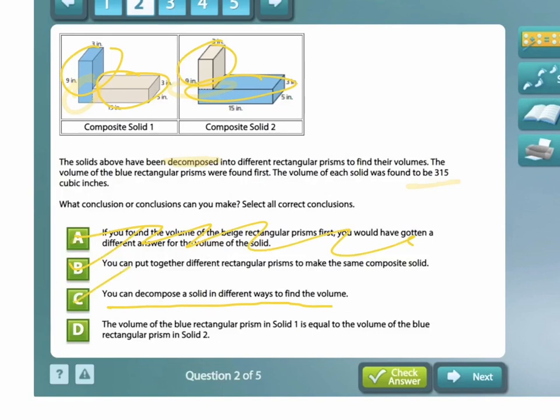So that's true. The volume of the blue rectangular prism in solid 1 here is equal to the volume of the blue prism in solid 2. That's not true. They have different dimensions and they have different volumes, so that's not true. What they're trying to get you to think about here is you can break up composite shapes into different forms to calculate volume.